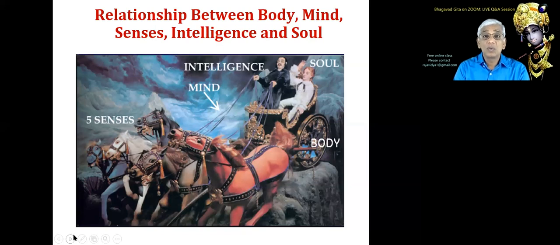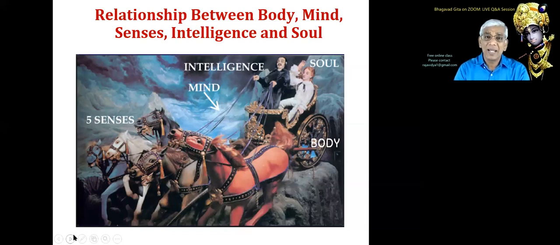Then "Buddhim tu sarathim viddhi." Buddhi, intelligence, is the sarathi. Sarathi means the driver of the chariot, who drives the chariot. So intelligence drives the chariot. Then "Manah pragraham eva cha." The mind is the driving instrument, the reins. Then "Indriyani hayan ahuh." The senses are the horses.